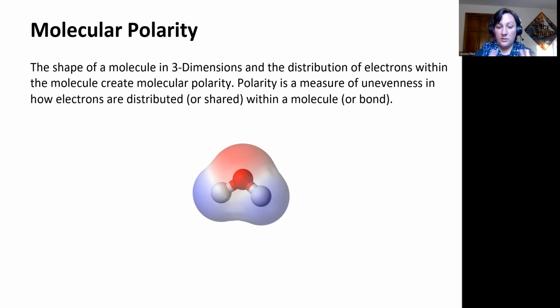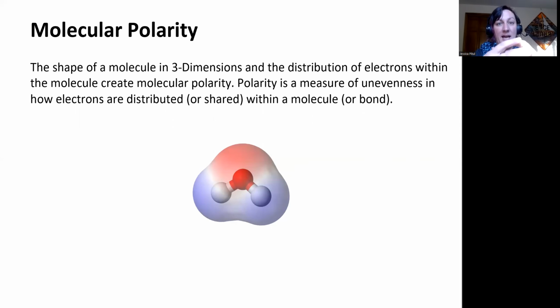So the shape of a molecule in 3 dimensions is really going to help us understand how the electrons are distributed in 3 dimensions. And it turns out it's not perfectly even. We don't have the electrons spread around in a completely uniform way throughout a molecule. And when we're thinking about the outer sphere electrons that are participating in lone pairs or in bonds, there's an unevenness to it. And polarity is a measure of that unevenness in how the electrons are spread around. And that can happen within the whole molecule, but we can also think about it within just one of the bonds.